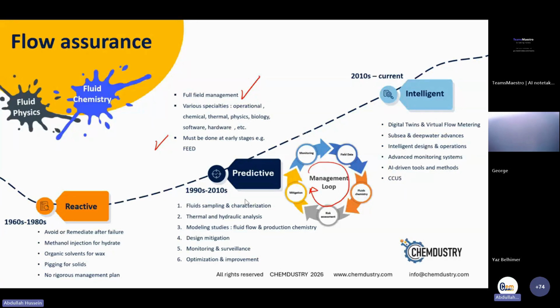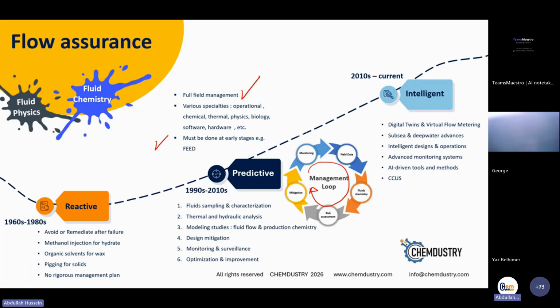So this is the predictive methodology, and in that one, because of the advances in the thermodynamic and the hydraulic studies that we have done, we developed models that can proactively and predictively tell us what might go wrong in the system. So the strategy for that: we pull samples from the system, characterize the fluid, do some thermal and hydraulic analysis, and then do extra modeling for the fluid flow and for the production chemistry, to assess any potential risk in the system. And then we design our system based on that, and also design the mitigation.